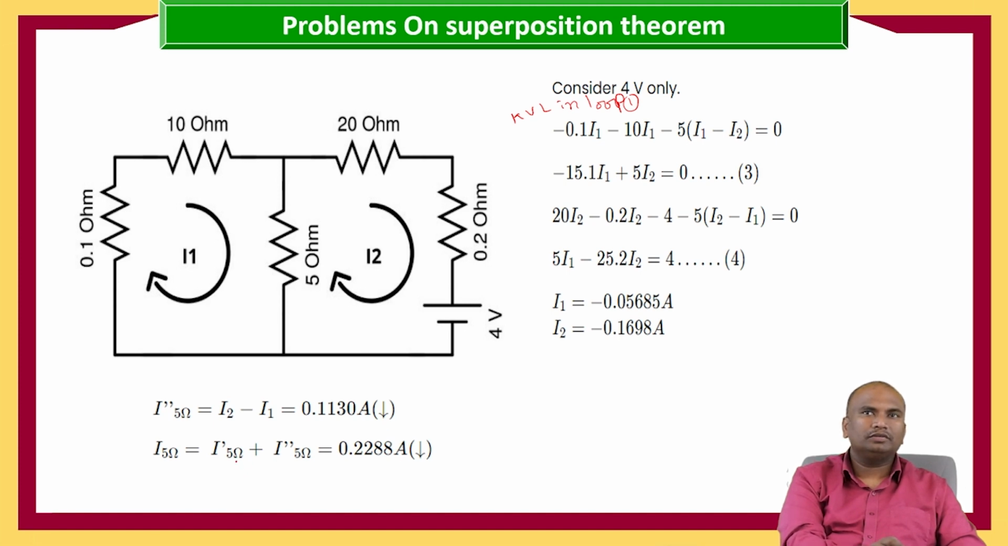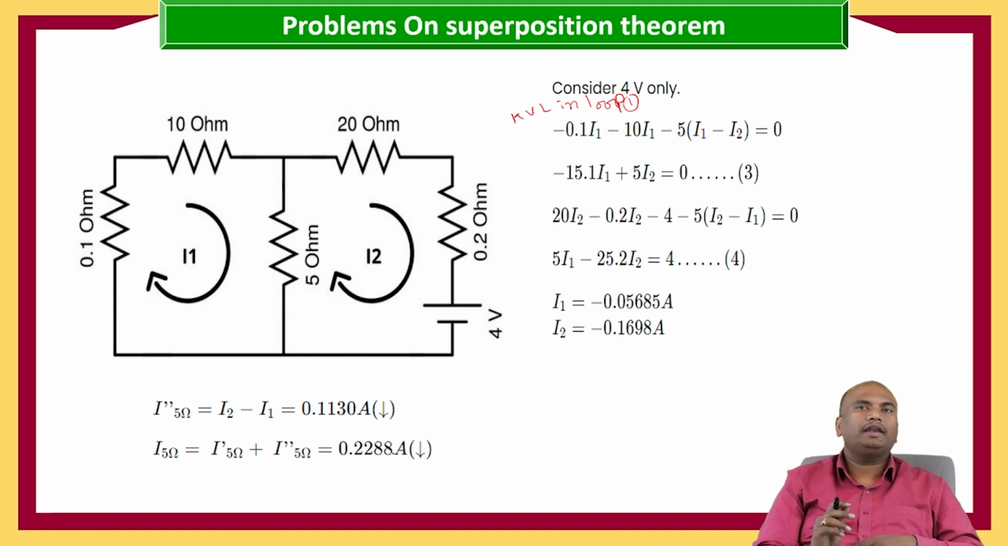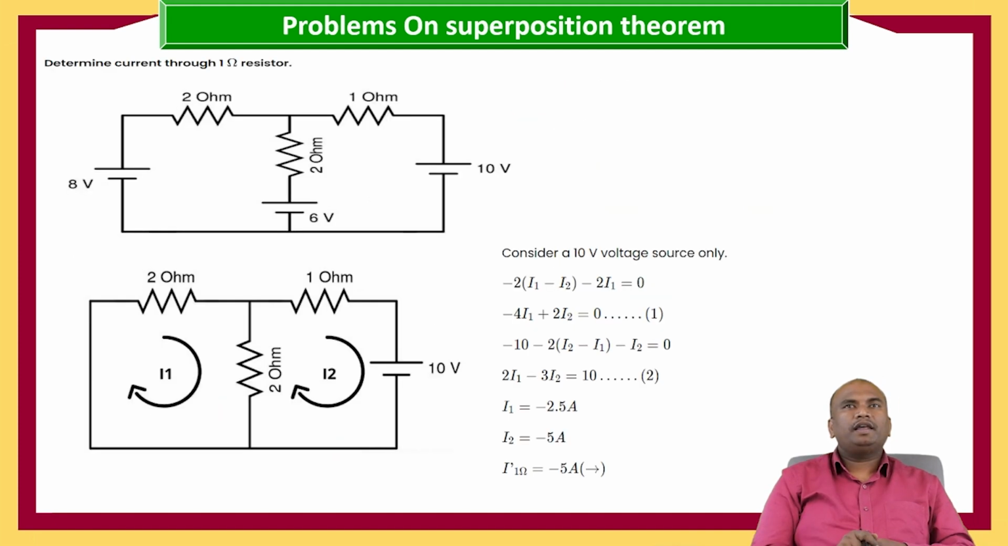Now here I phi ohms is equal to I phi dash plus I phi double dash, which is equal to 0.2288 amperes. The next problem is to determine the current through 1 ohm resistance.